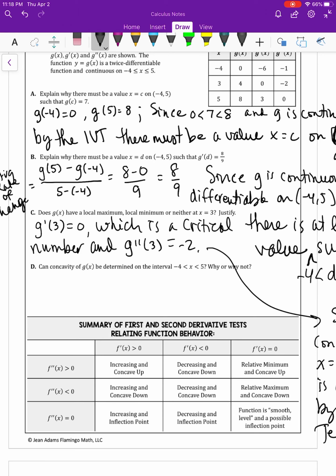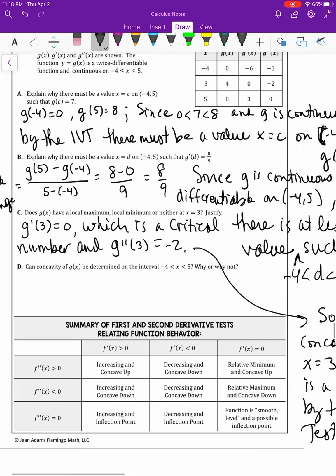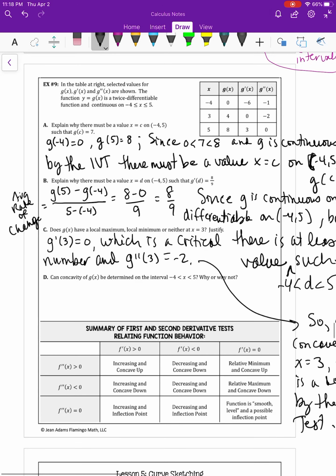And then part D, can concavity of g of x be determined on the interval from -4 to 5? Why or why not? Now think about what you have to know about concavity. You have to know your critical points for your second derivative, and they really haven't given us our critical points for our second derivative. So there's not going to be enough information to determine concavity because we only have also the endpoints and x equals 3. So infinitely many points are missing to establish concavity.